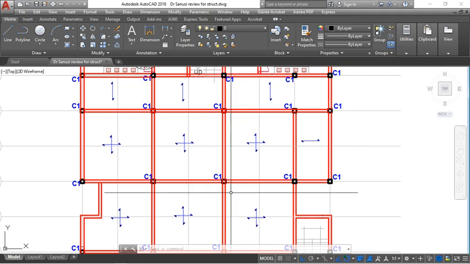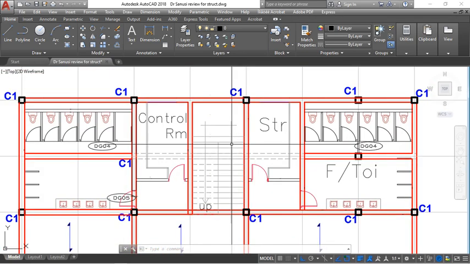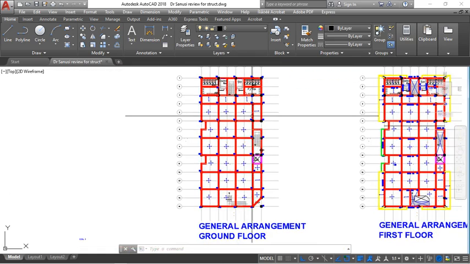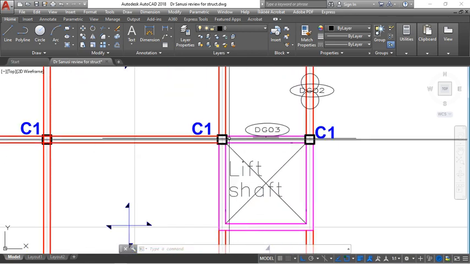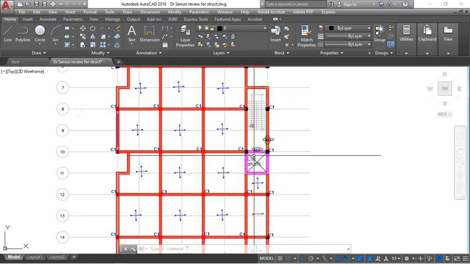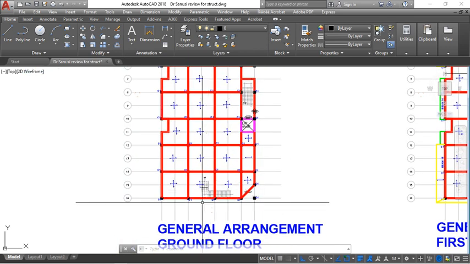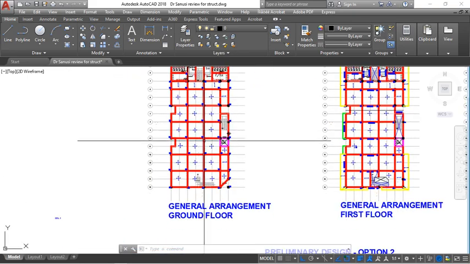So during your construction, you will have starter bars for your staircase. By the time you are doing the concreting for the ground floor slab, you also have starter bars for your staircase here. Then you have your starter bars for your lift shafts that will be coming from the foundation. So this is the general arrangement for the ground floor.